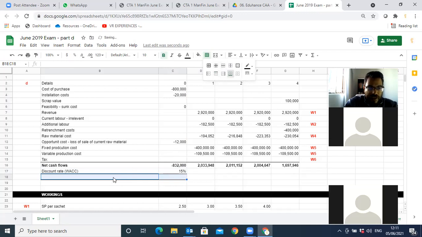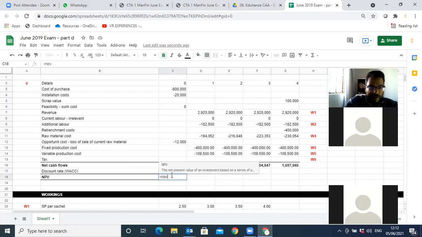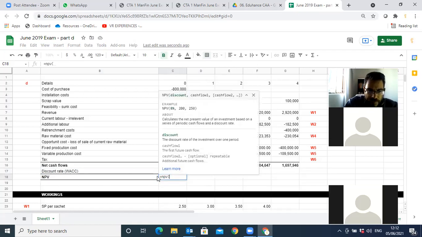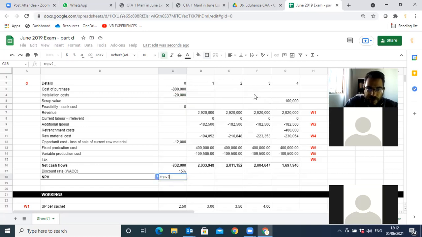So now this will give us NPV. This is Google Sheets, it's not Excel, so they may be slightly different, but I'm assuming it'll be the same calculation, NPV. Looks like it, yep. So what do they want? NPV, rate, cash flow 1, cash flow 2, okay. So let me just change this.